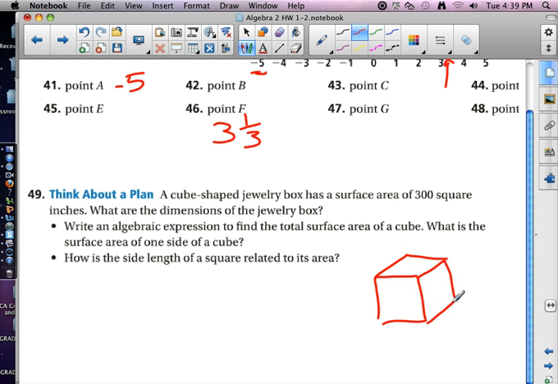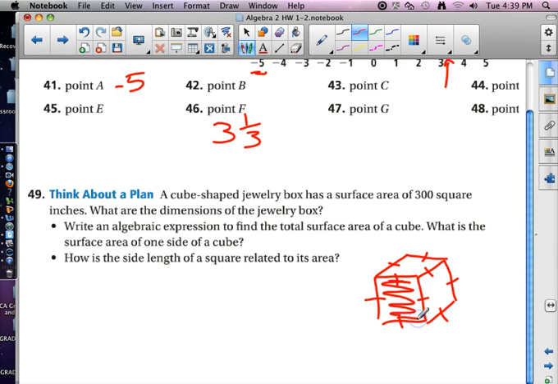And a cube is a box that's made up of squares all the way around it. So all of these side lengths are going to be exactly the same thing. So if it has a surface area of 300 square inches, well, you have to think there's going to be how many blocks that'll look exactly the same.